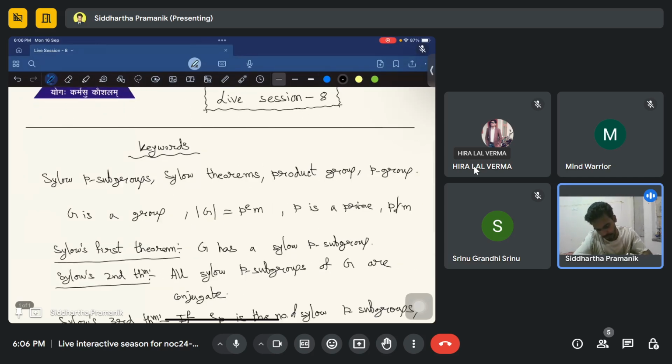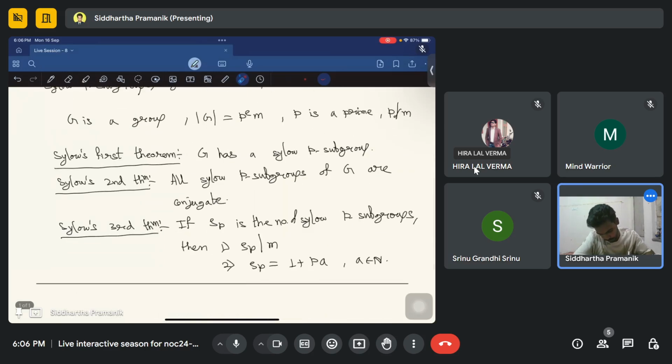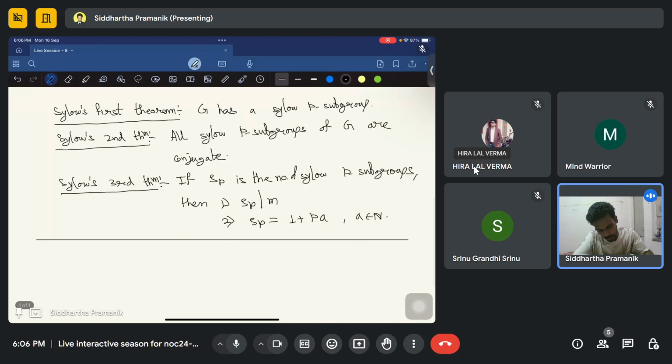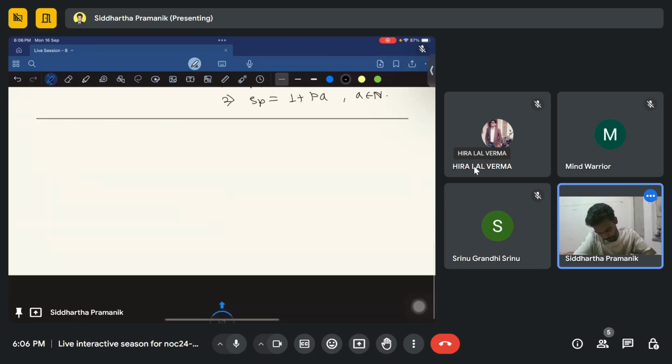So I will basically start with some applications of Sylow's theorem. Then I will go to some information about P-groups, which also includes class equations of some P-groups. Okay, so let's start with the first problem.